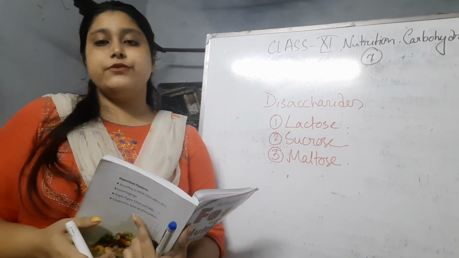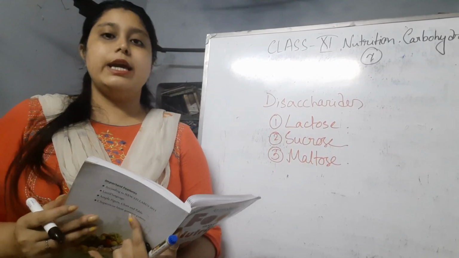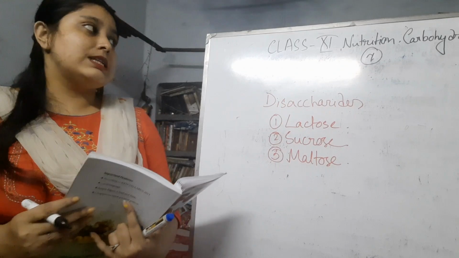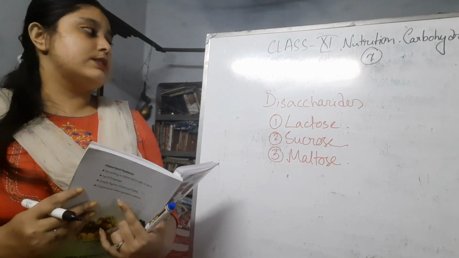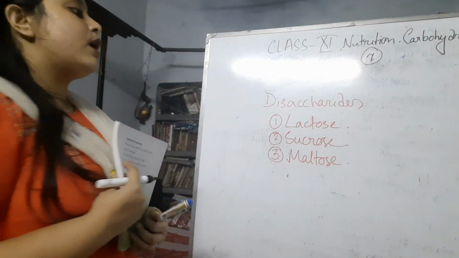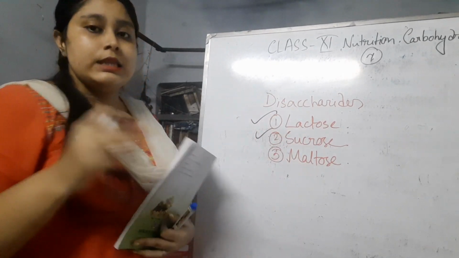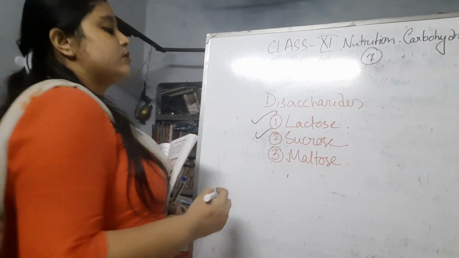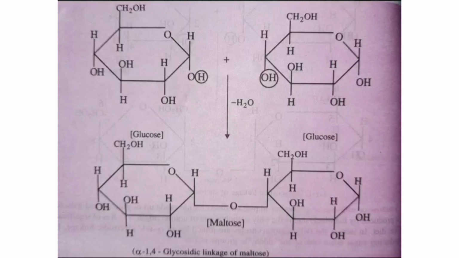This video is for class 11 nutrition, and the chapter that I will continue today is carbohydrates, and this video is part 7. In the previous video, we started with the structures of the disaccharides and we learned about the structures of lactose and sucrose. In this video, we are going to learn about the structure of maltose.